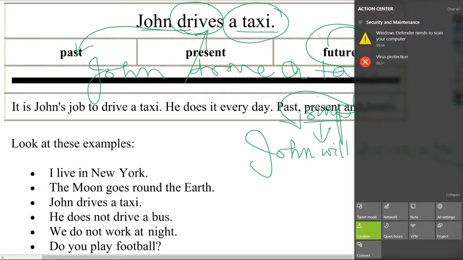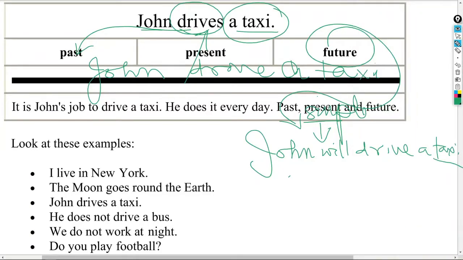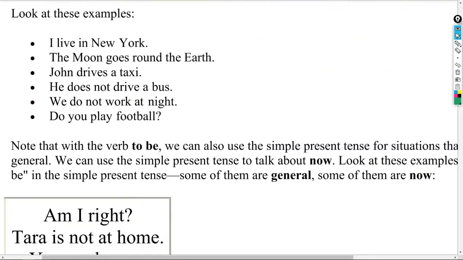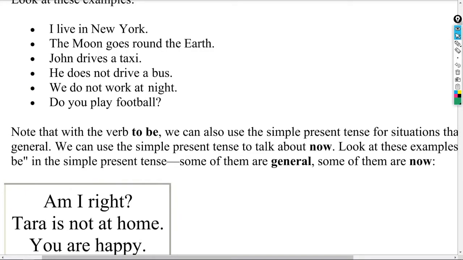So this is the major difference. Therefore, now let us look at the sentences, then we'll understand the application. I live in Newark. The moon goes round the earth. John drives a taxi. He does not drive a bus. We do not work at night. Do you play football? Now see, all these are uses of the present simple.